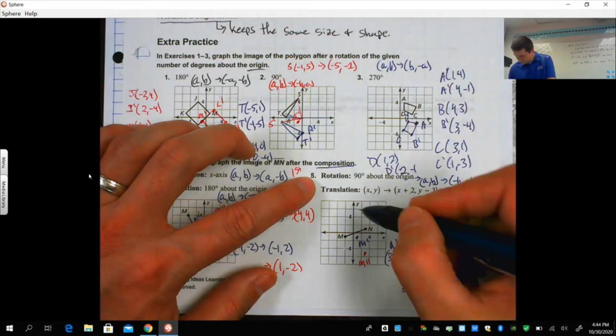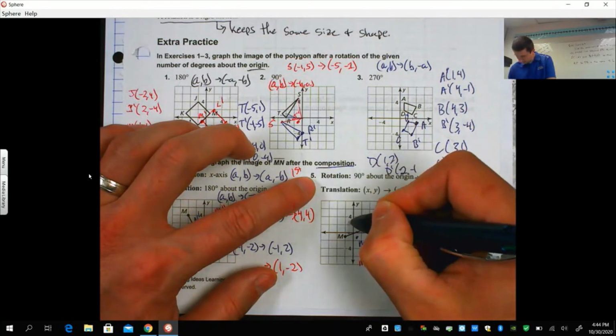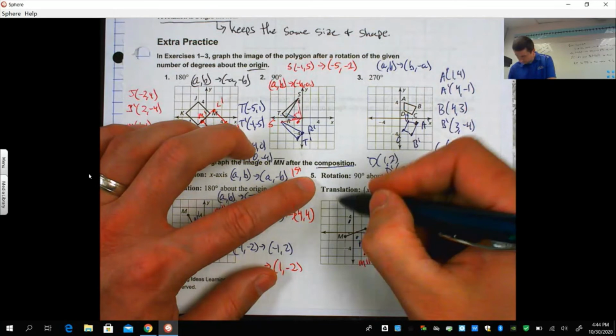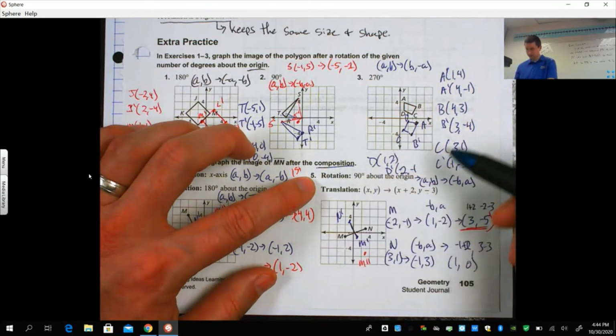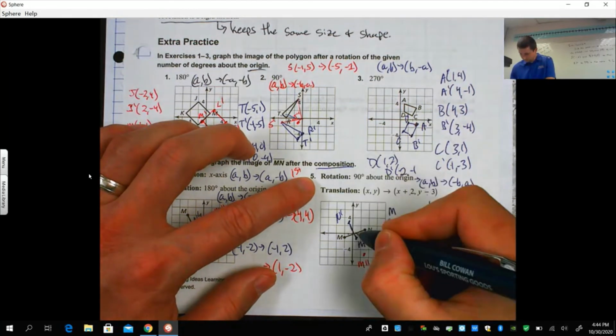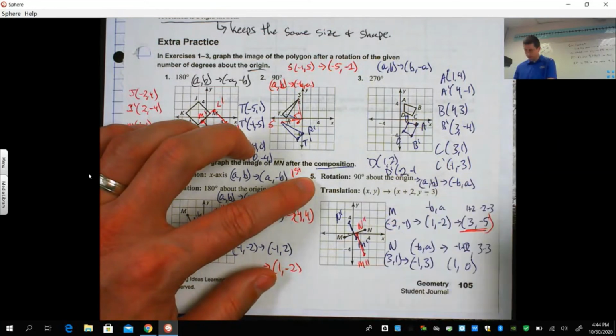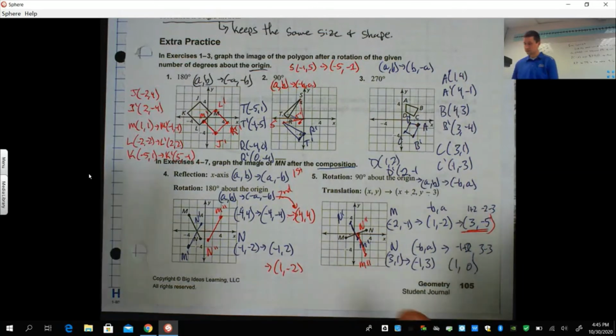Negative 1, 3, is that right? Yep, that's blue. Negative 1, 3. So there's N prime. That looks to be the same size, same shape. That's a 90 degree rotation. And then the last point is at 1, 0. That's going to be right there. N double prime. Moved it 2 to the right, 3 down. As long as they look the same size, same shape, you should be okay with that.